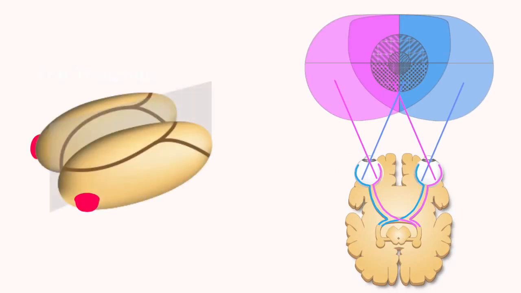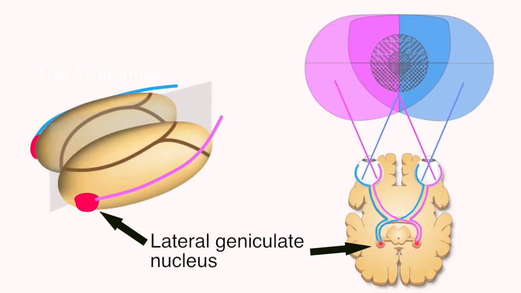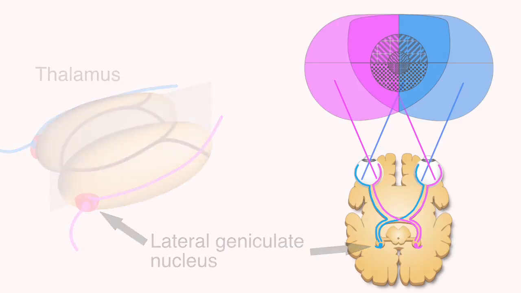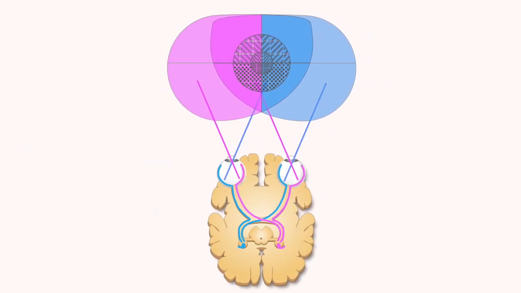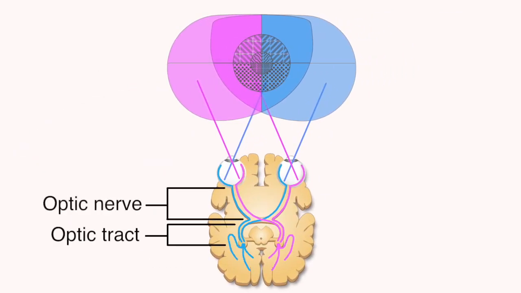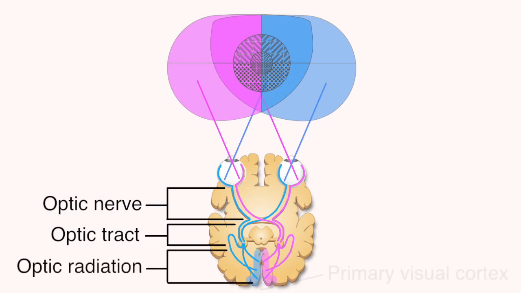The majority of the optic tract loops around the cerebral peduncle to enter the lateral geniculate nucleus of the thalamus. Here, the optic tract fibers synapse with the third-order sensory neurons, whose cell bodies are located within the lateral geniculate nucleus. The axons of these third-order neurons form the optic radiation, which relays the visual information to the primary visual cortex.